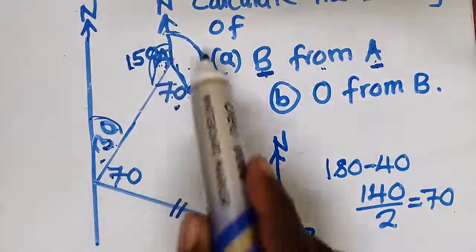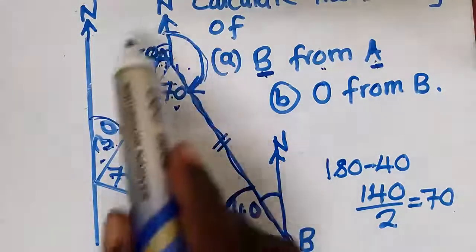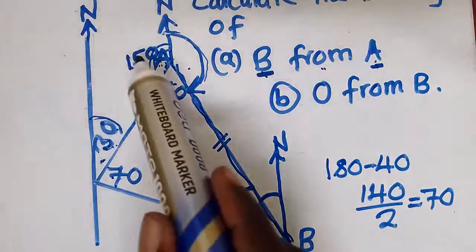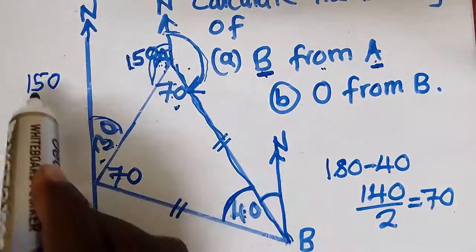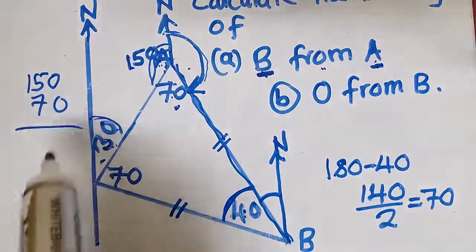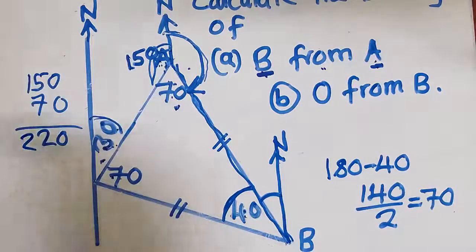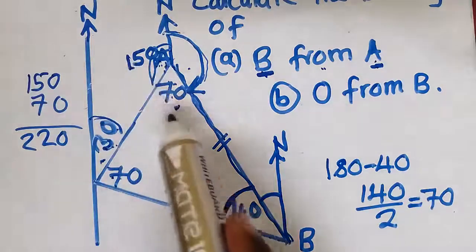Then a complete turn adds up to 360. A complete turn adds up to what? 360. So we are going to say 150 plus a 70 there. What is your answer? This is 0, this is 12, remember 1, then we've got 220. Have you seen? These two are giving us 220.